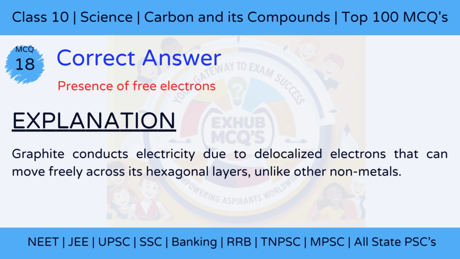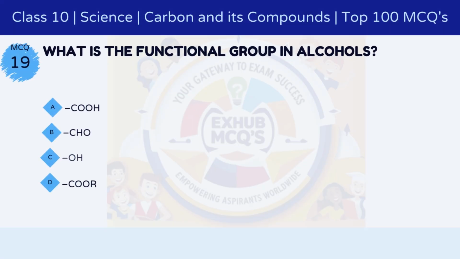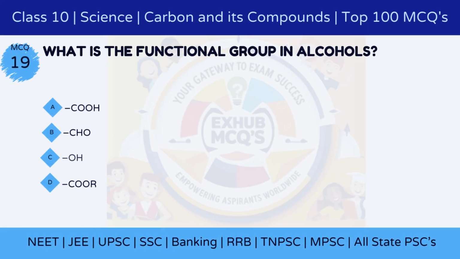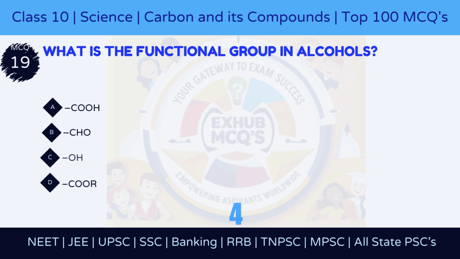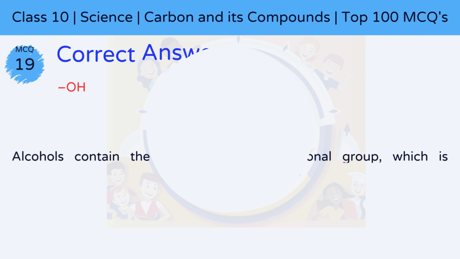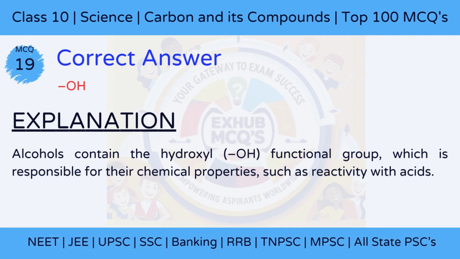MCQ 19. What is the functional group in alcohols? Option A, COH. Option B, CO. Option C, OH. Option D, CO. The correct answer is option C, OH. Explanation. Alcohols contain the hydroxyl functional group, the OH, which is responsible for their characteristic chemical reactions and properties like solubility in water.